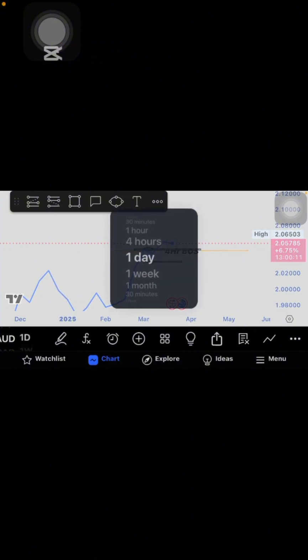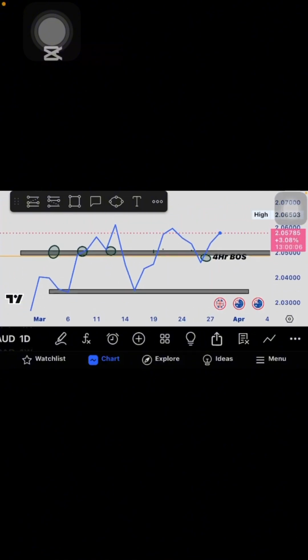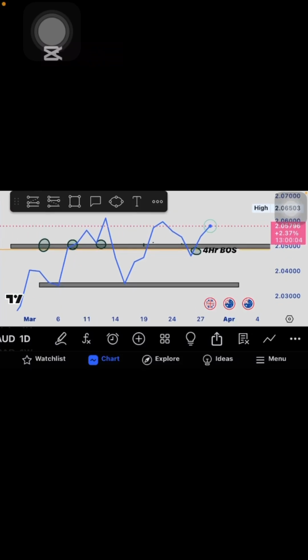This is what we have on the daily. We have the equal lows here. So we have this equal low. After this equal low, we can see that we have not made any new low, and that's a sign of a reversal right from this zone.